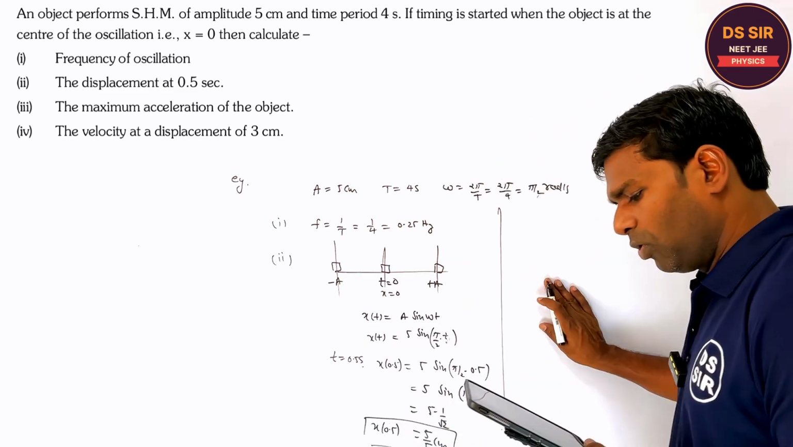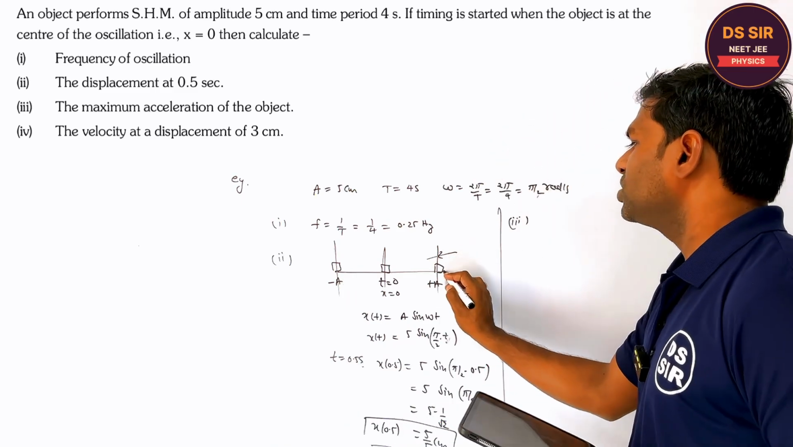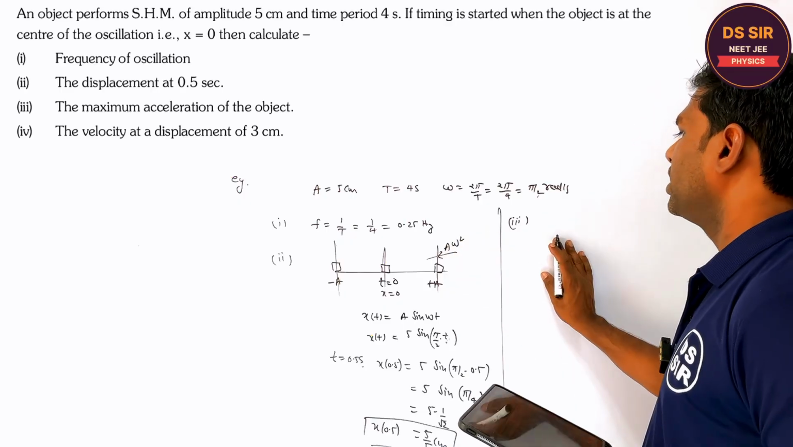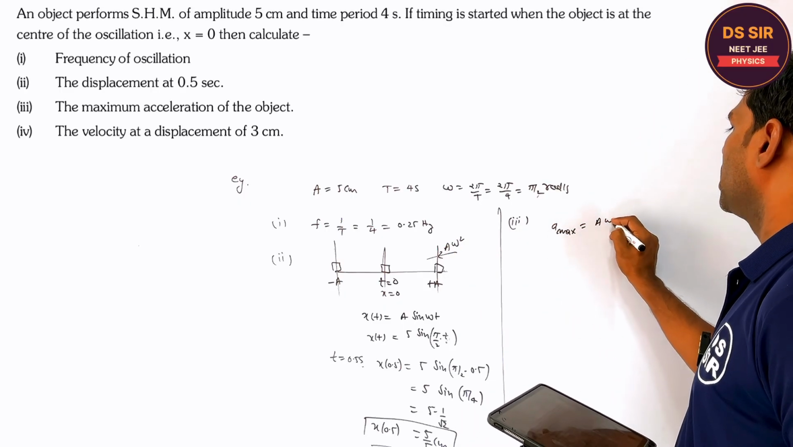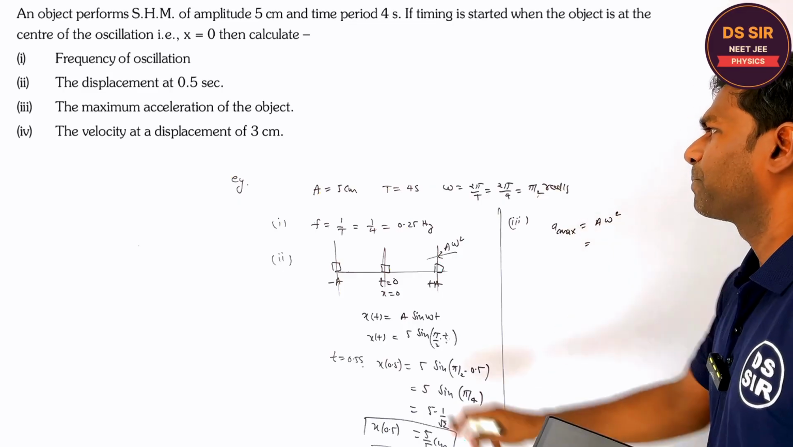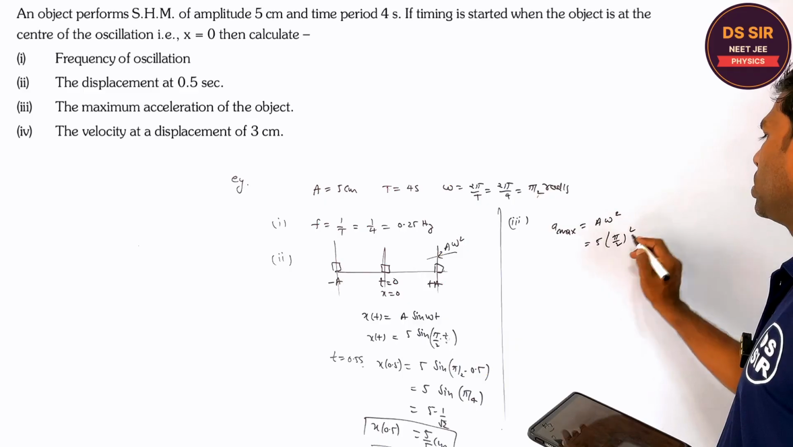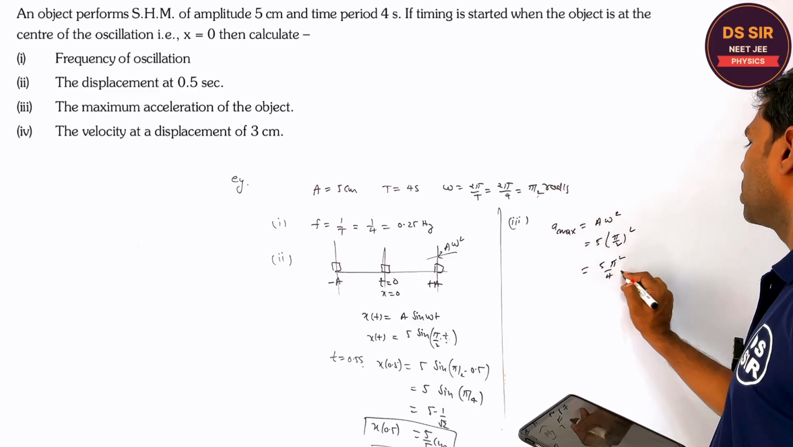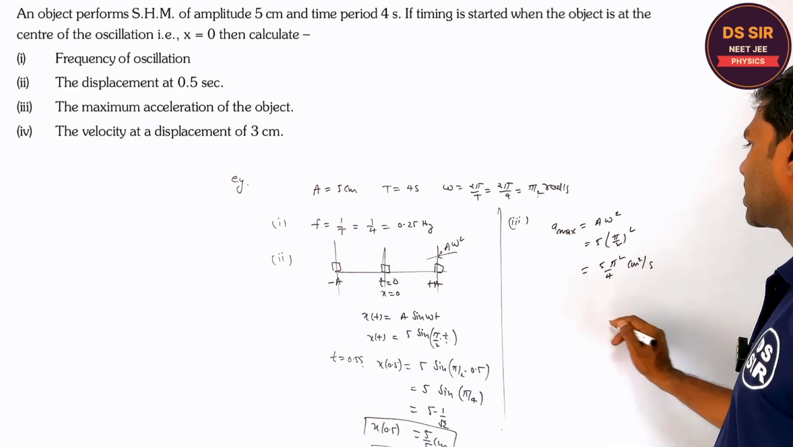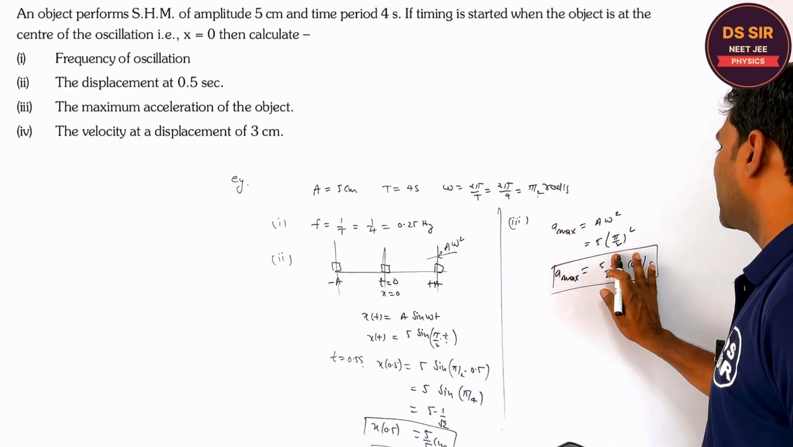Right. Now, what is the maximum acceleration? The maximum acceleration is at the extreme position, and it is equal to a omega square. So the value of a max is a omega square. What is a? 5. What is omega? Say pi by 2. It is in centimeter. So 5 pi square by 4. This is centimeter per second square, the value of maximum acceleration.